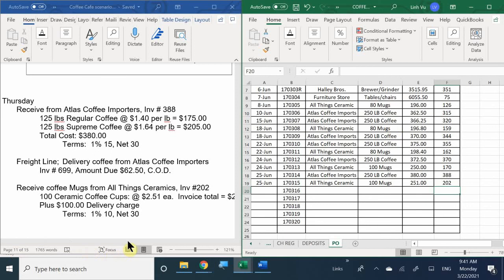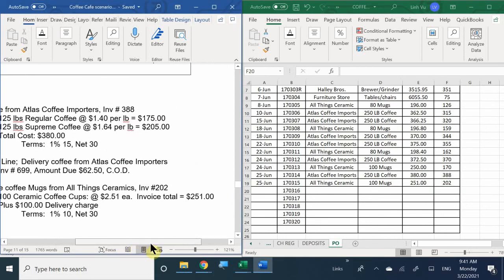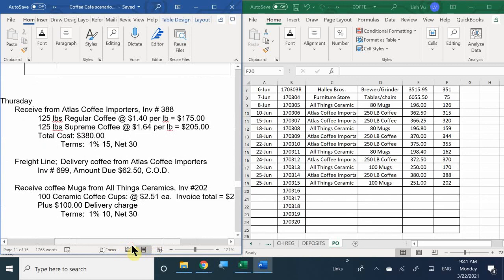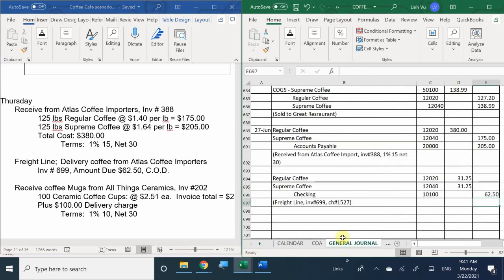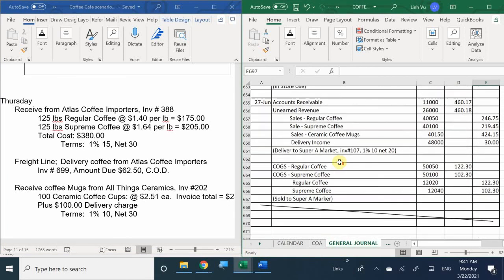Okay, right here. It's supposed to be $251. Is that correct? Yes, 251. All right, so let's go ahead and journalize my coffee mugs. How do I journalize my coffee mugs? Purchase expense.